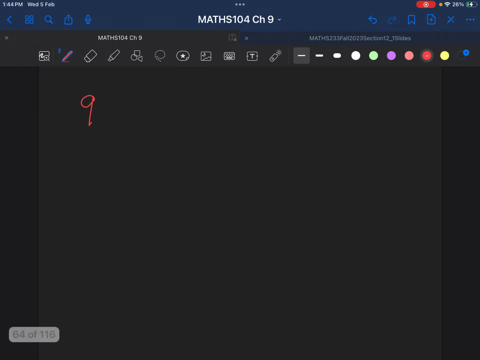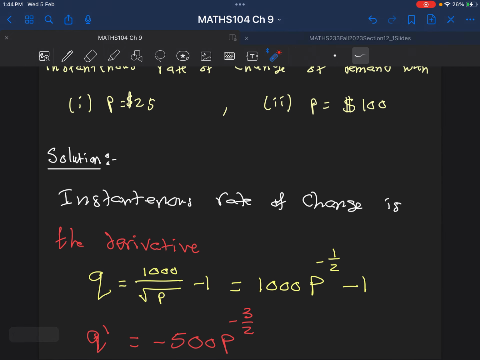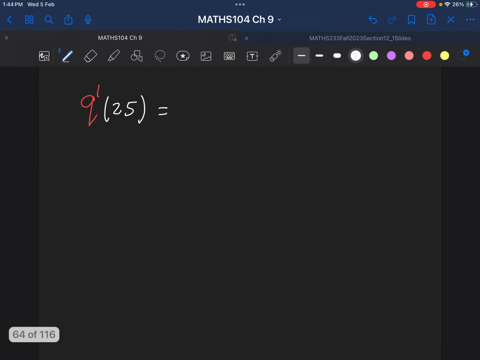as the derivative. Next, we substitute 25 and we interpret the meaning. Now, if we substitute 25, if you have a calculator, just plug in 25 here. The answer will be -4 units per dollar.